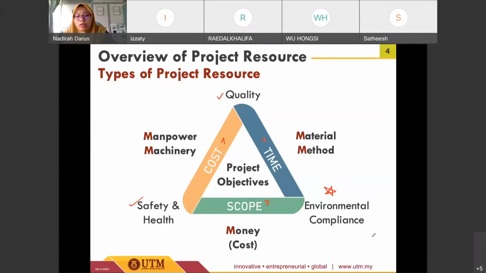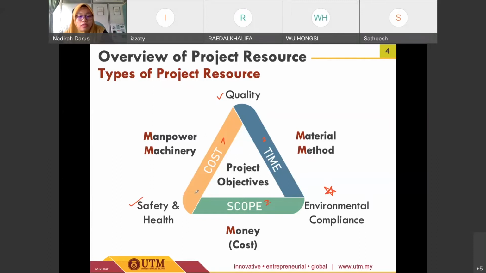Similarly, environmental compliance can be divided into, for example, pollution issues such as air pollution and noise pollution. We need to comply with the requirements so that we can deliver the project well without any penalty, without any delay. We try to take into consideration all of these needs or requirements by the local authorities or any respected parties. Okay, that's regarding the project objective.